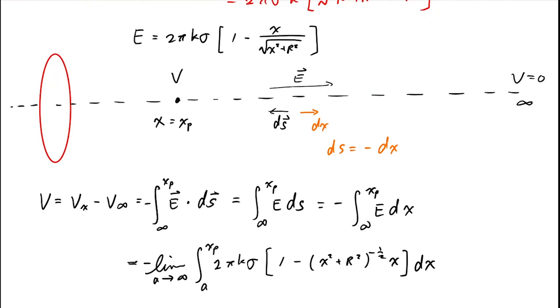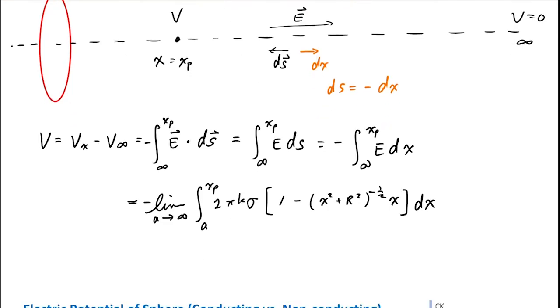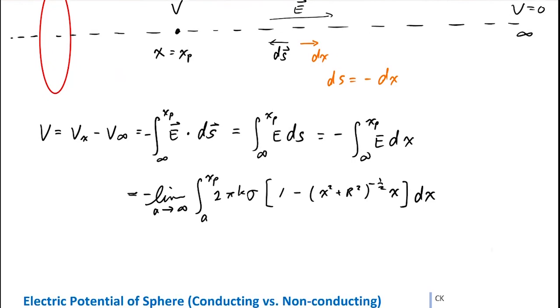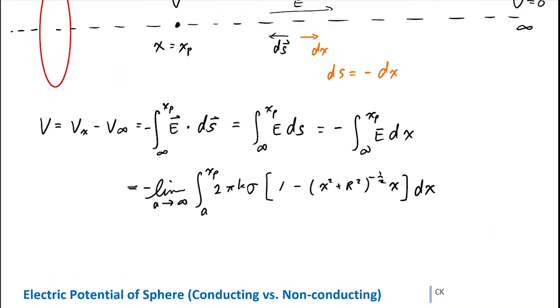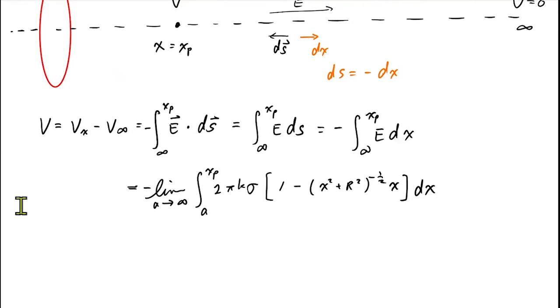So this is proper integral. Like, why are we doing proper integral all of a sudden, right? There's a big reason, but are you comfortable with the setup now? Okay, now I'm going to integrate. So negative limit a approaching infinity of 2 pi k sigma, and this becomes x.